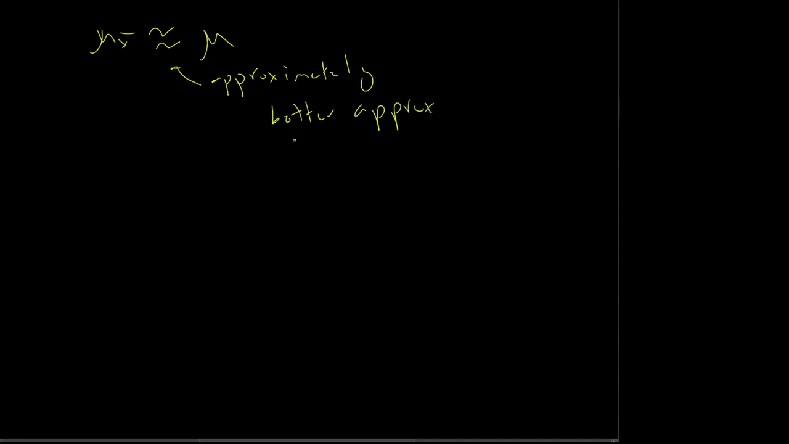And also, when we say that the mean of your sampling distribution is equal to the mean of your population, we're actually saying it's approximately. And it becomes a better approximation the larger n is. And that's the central limit theorem in a nutshell.